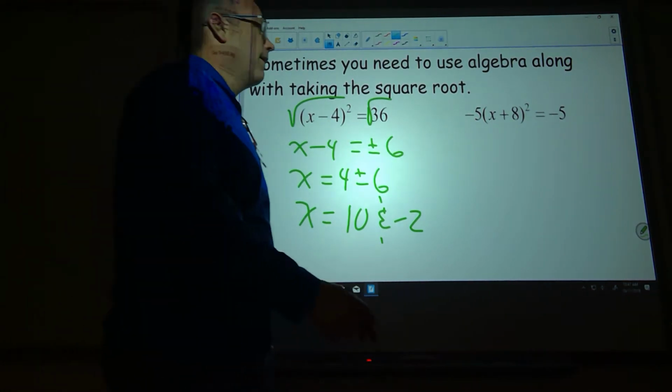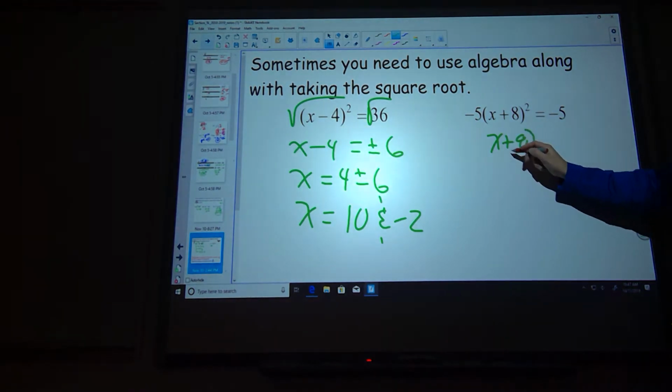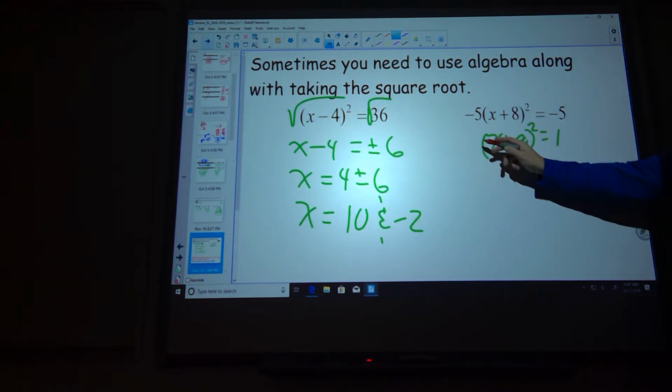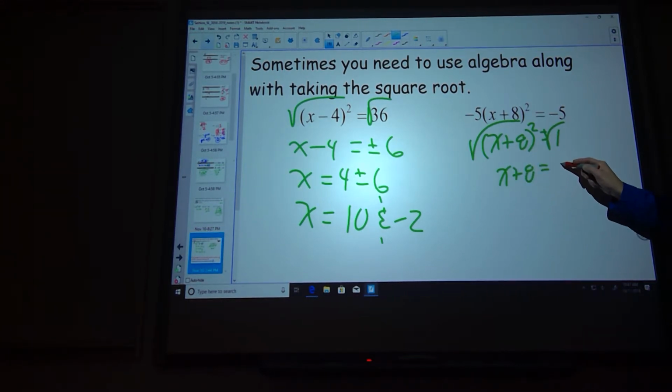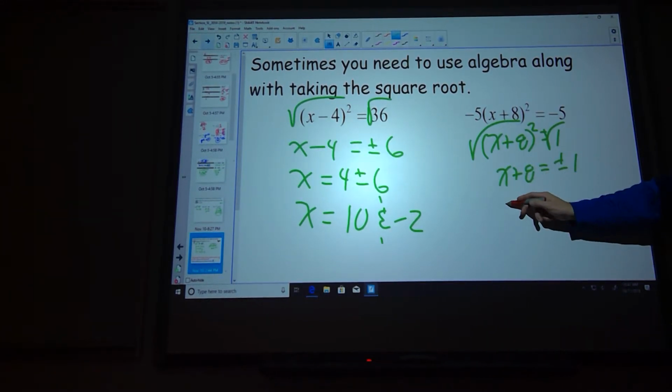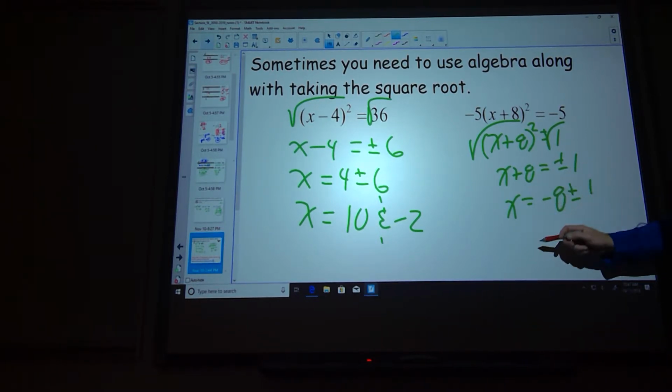This one, it looks like it's going to be negative until I divide each side by negative 5. So I get positive 1. Root, equals square root of 1 is 1. So I'm going to subtract 8. There's 2 answers. Negative 8 plus 1 is negative 7. Negative 8 minus 1 is negative 9. Good.